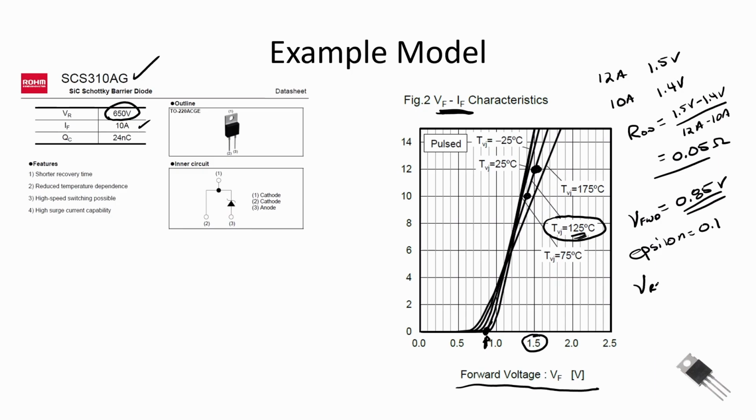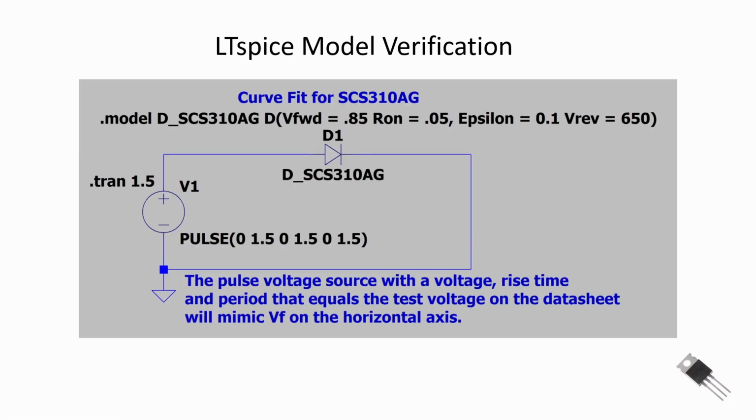Let me also say, I'm going to put this in. The application I was using, I wasn't going to come close to this, but I'm still going to put it in at 650 volts. Again, that's our reverse voltage off the data sheet. So we have some key parameters off the diode data sheet that I'm modeling. And now I can put those into SPICE.